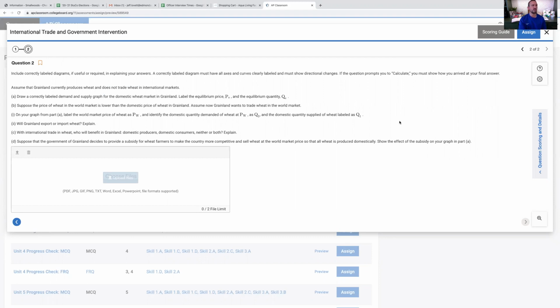A says draw a correctly labeled demand and supply graph for the domestic wheat market. Label equilibrium price PE, equilibrium quantity QE. I'm going to pause the video and do that. Okay, pretty easy here. It says draw a correct graph. PE and QE are your equilibrium price and quantity.